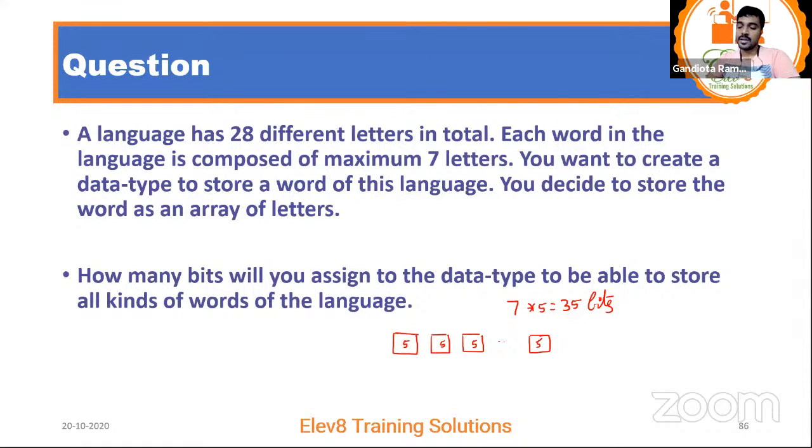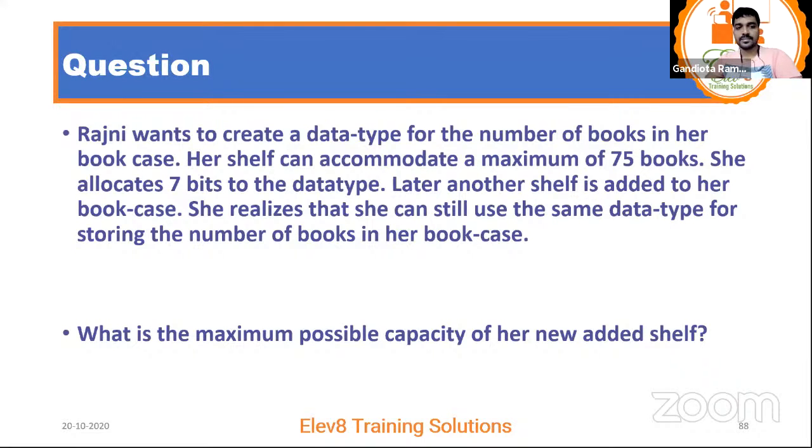Right? Seema, so please find out what is the answer for this question.